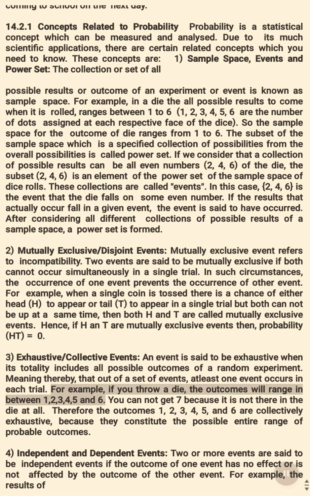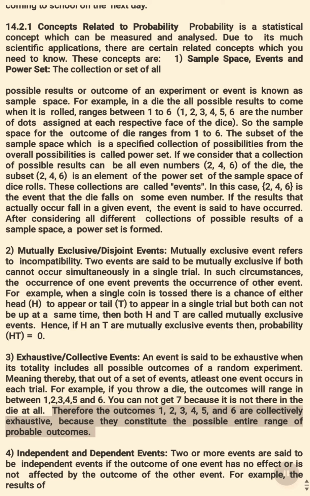For example, if you throw a die, the outcomes will range in between 1, 2, 3, 4, 5 and 6. You cannot get 7 because it is not there in the die at all. Therefore the outcomes 1, 2, 3, 4, 5, and 6 are collectively exhaustive, because they constitute the possible entire range of probable outcomes.